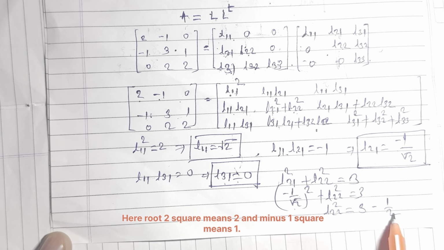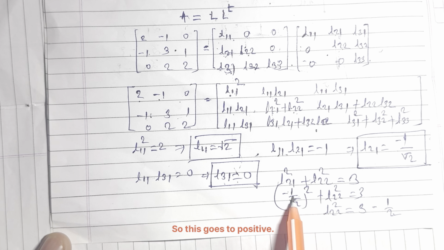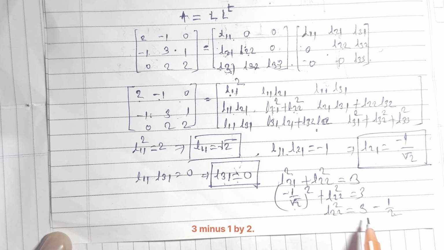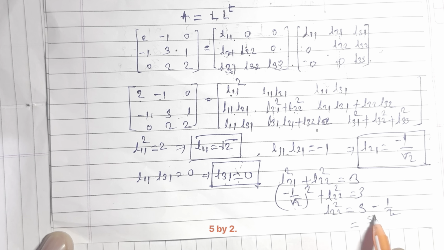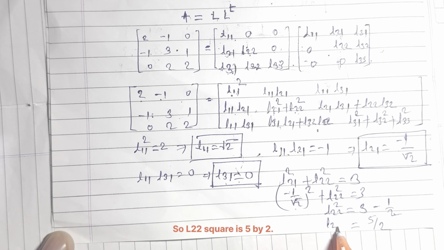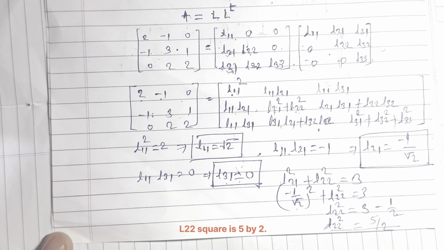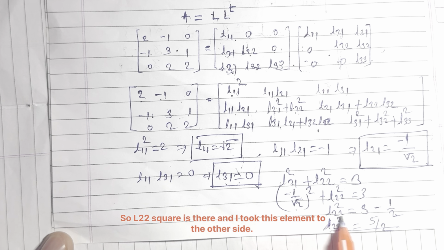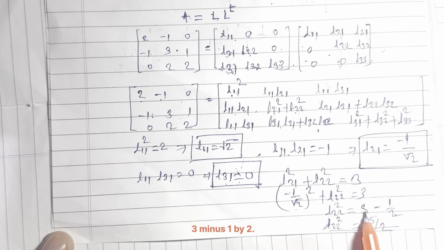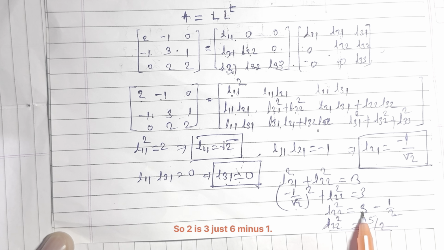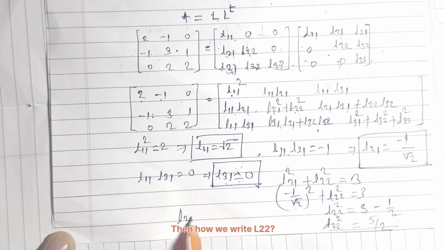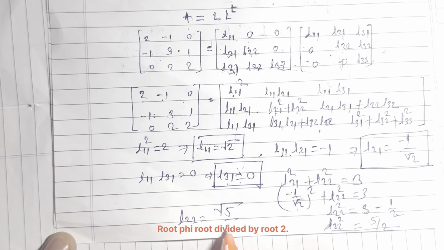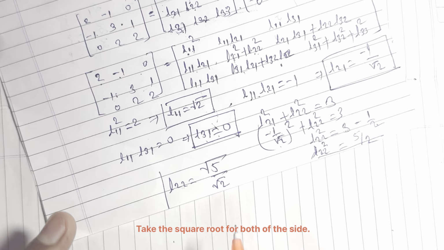Root 2 square means 2 and minus 1 square means 1. This goes to positive, on the other side it goes to negative: 3 minus 1 by 2. 2 3s are 6, 6 minus 1, 5 by 2. So L22 square is 5 by 2. I took this element to the other side: 3 minus 1 by 2, 2 3s are 6 minus 1, 5 by 2. So L22 square is 5 by 2. Then how do we write L22? Root 5 divided by root 2. Take the square root for both sides.